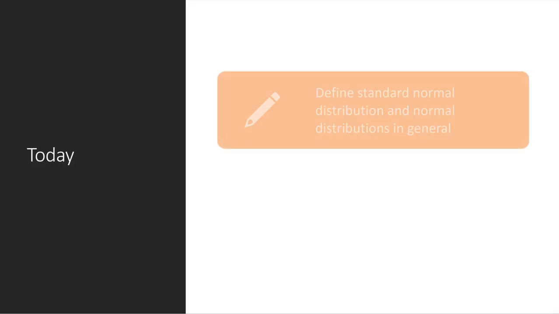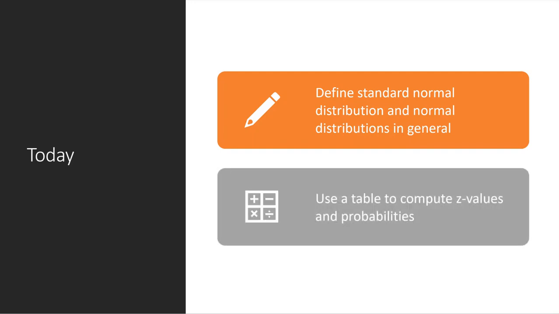Alright, today we're going to be doing sections 4.2 and 4.3. By the end of today, you're going to be able to define standard normal distribution and normal distributions in general, and you're going to be able to use a table to compute z-values and probabilities having to do with these.